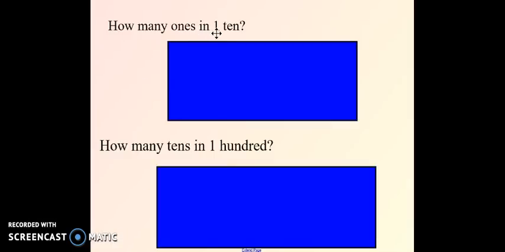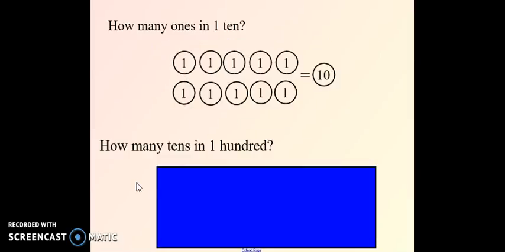How many ones in a 10? If you think about it, there are 10 ones in 10. 1, 2, 3, 4, 5, 6, 7, 8, 9, 10. When we have a group of 10 ones, we can then make a 10.